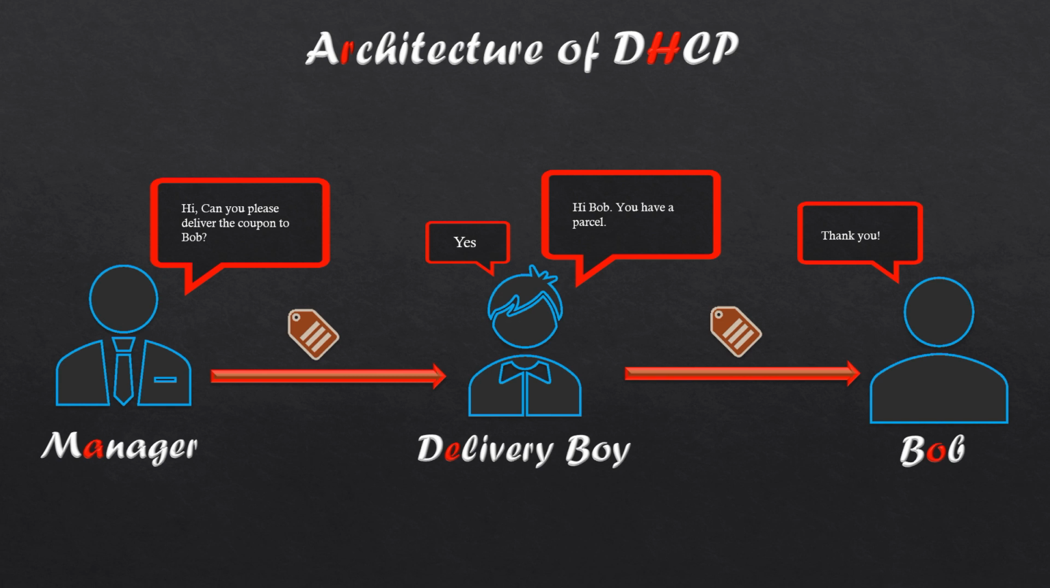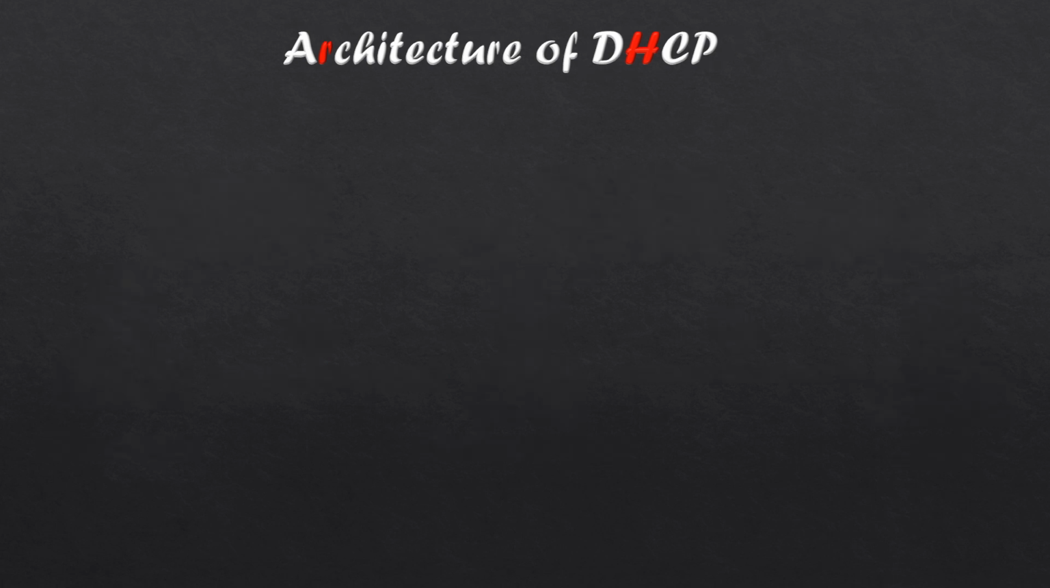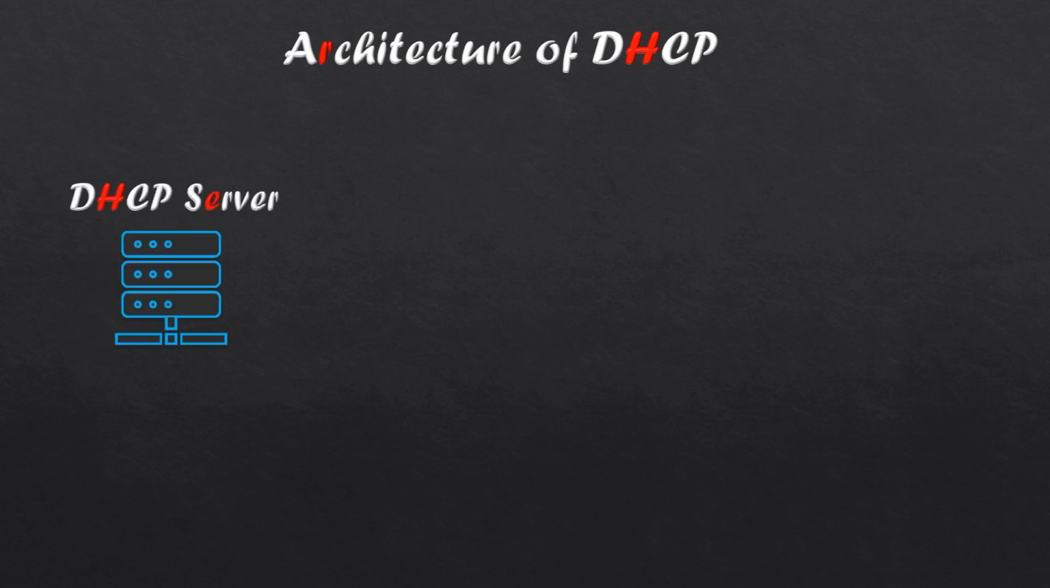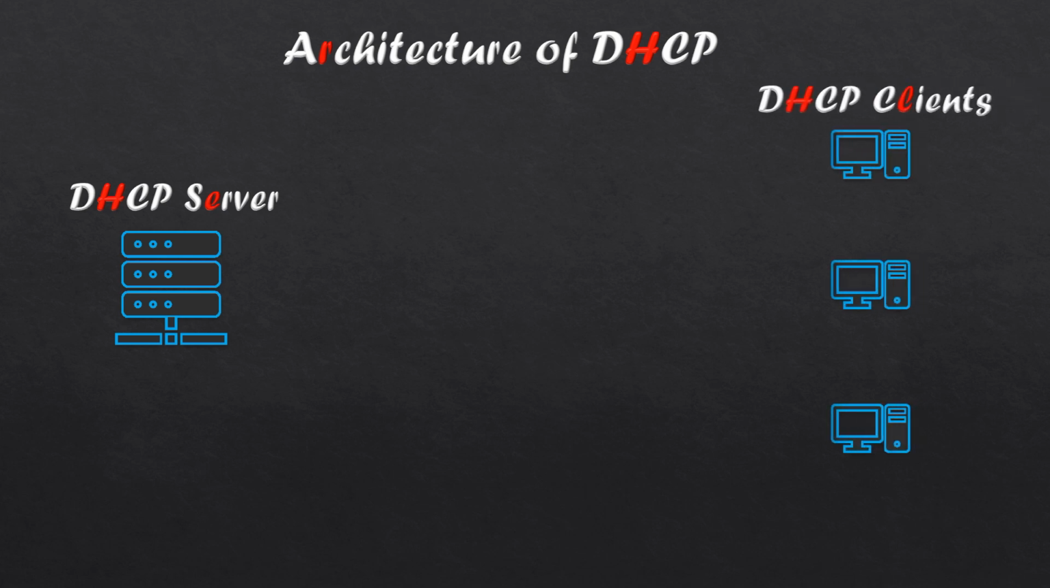Now the architecture of DHCP is also pretty much similar to this example. Now let's come back to the real architecture of DHCP. In this case, the DHCP server is a manager and on the other end, the DHCP client is Bob. The function of DHCP server is to automatically assign the IP address to the DHCP clients.